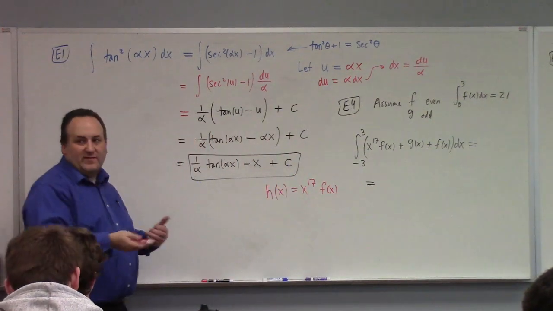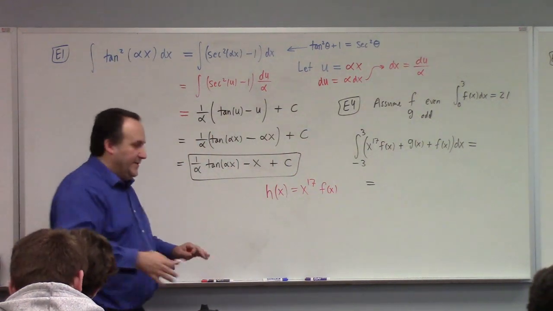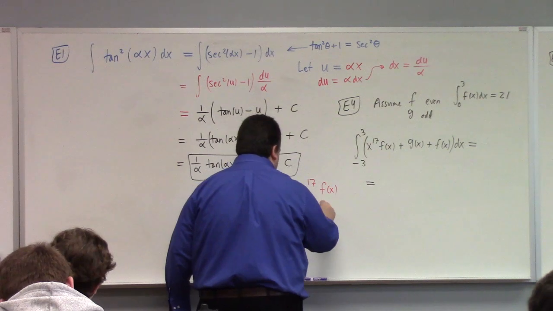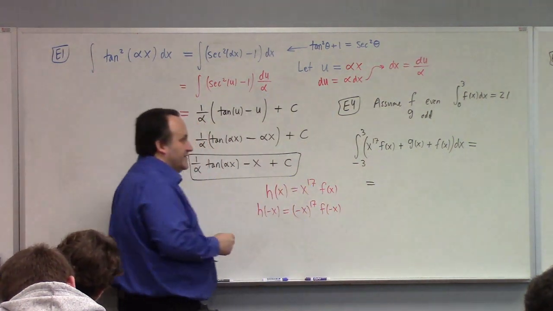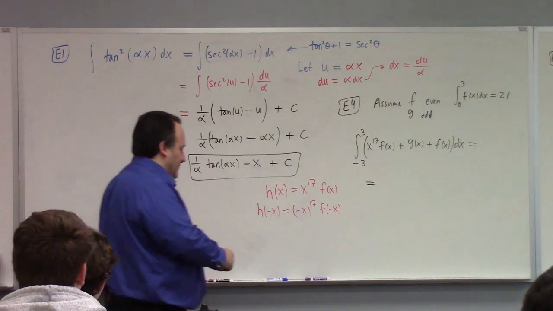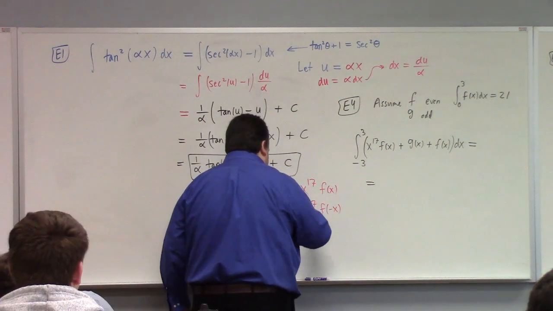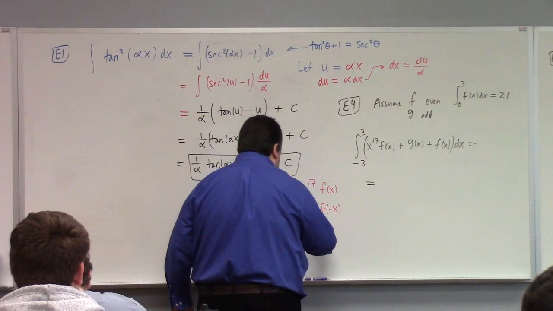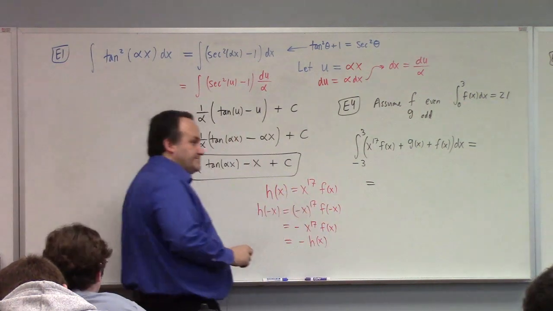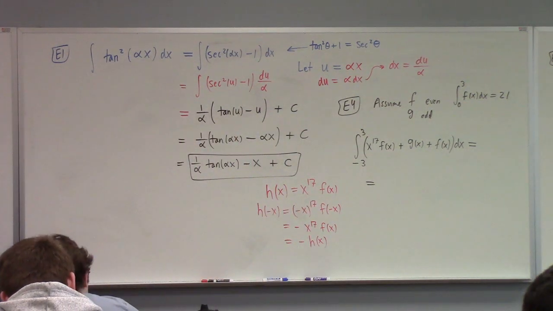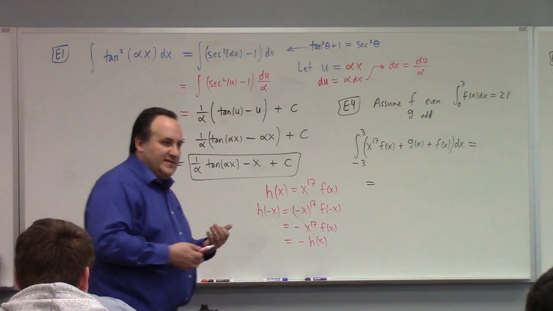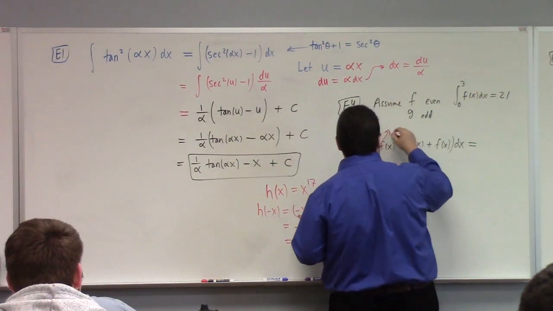If I let h(x) equal x to the 17th times f(x), make that your function. Think about that. If I feed it minus x, what happens? I get minus x to the 17th power times f(minus x). Now, what is f(minus x)? f we assumed is even, so that's just f(x). And minus x to the 17th is just minus x to the 17th. Sorry, English lets us down. But as you can see, that's minus h(x). Therefore, h is odd, which says that the integral of x to the 17th times f(x) is 0.